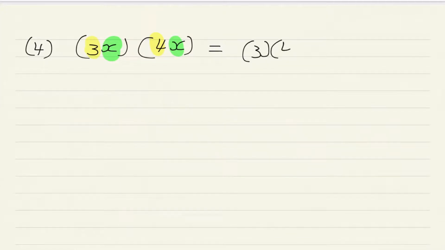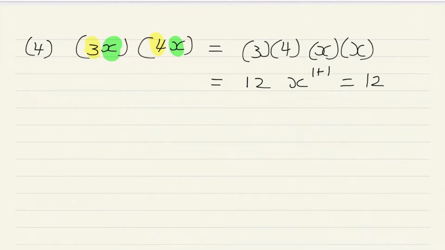Let's try multiplying two terms. So 3x is multiplied to 4x. In this case, we would multiply the numbers with numbers and letters with letters. So that's 3 times 4 times x times x. So 3 times 4 is 12, and x times x is x to the 1 plus 1, which is 12 times x squared.